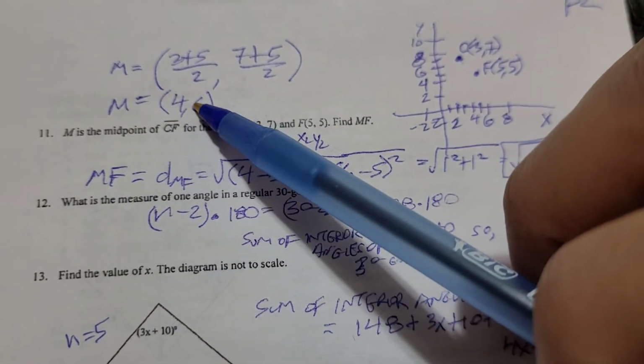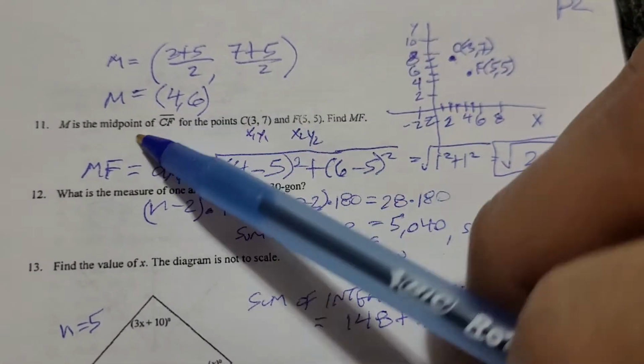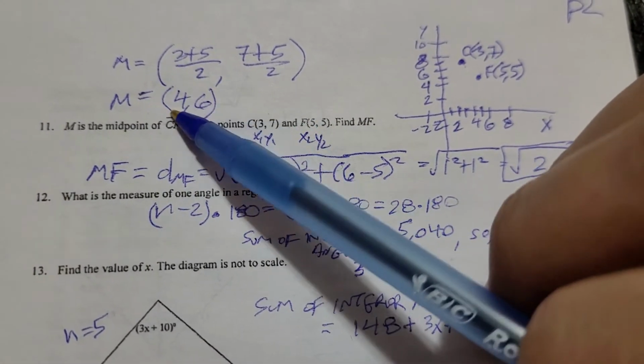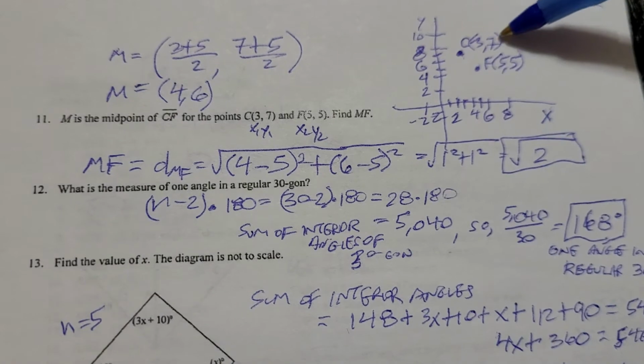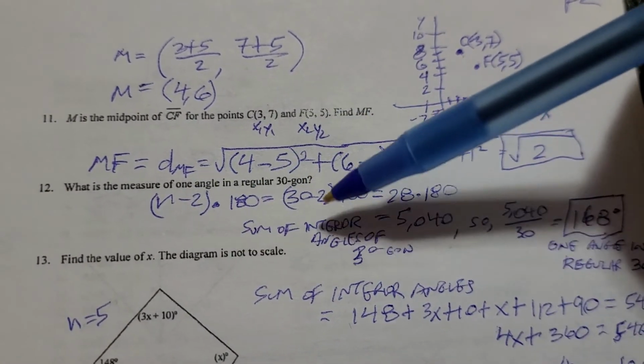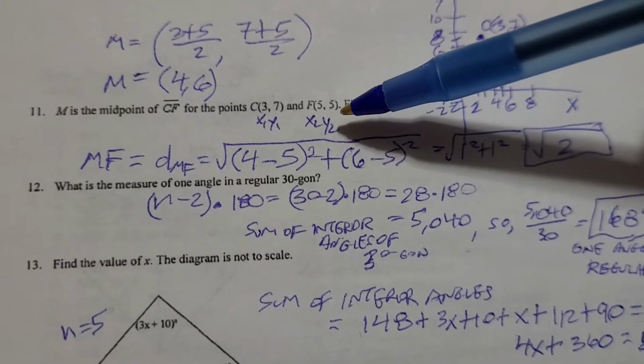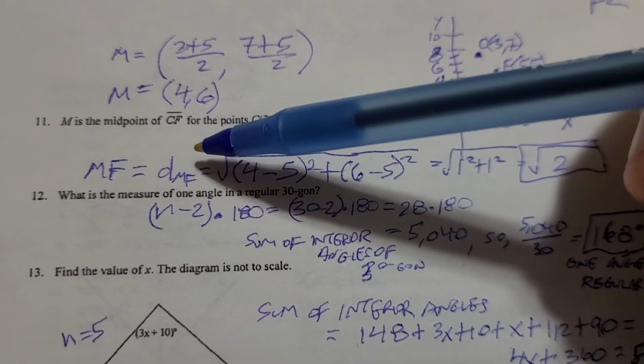So this is my midpoint. So that's how you got to look at this. This is my midpoint right here. The question is, how far is it from this M to this F? So this M is somewhere between these. Okay, so we're just going to find the distance between M, which I have, and F, which is 5, 5. So we're using the distance formula.